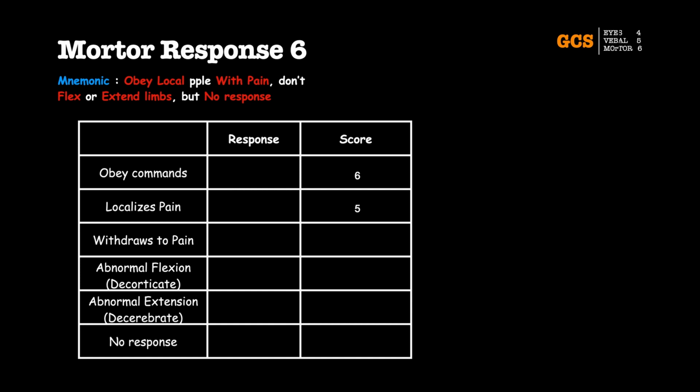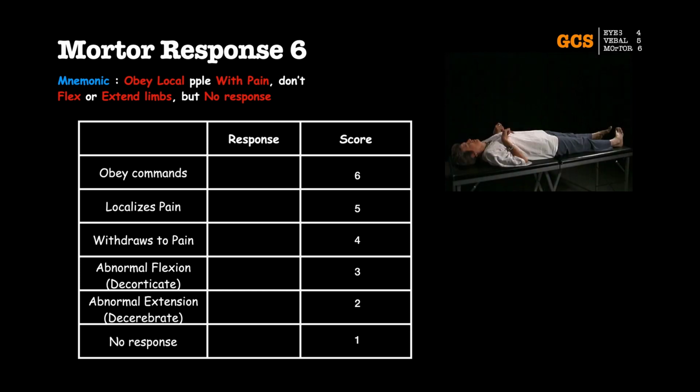But if the patient withdraws to the painful stimulus that you have applied, you score the patient 4. And if the patient flexes the limbs abnormally, we call it decorticate posturing, you score the patient 3. But if the patient extends the limbs abnormally, which we call decerebrate posturing, you score the patient 2. Now, if the patient does not respond at all to any of the stimulus that you apply, you score the patient 1.